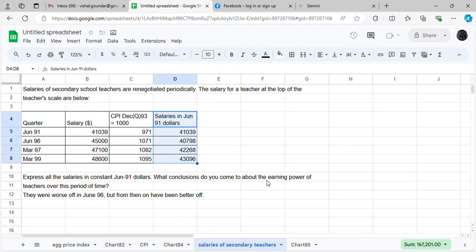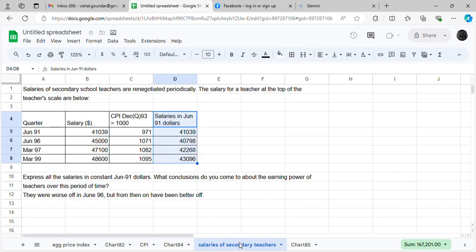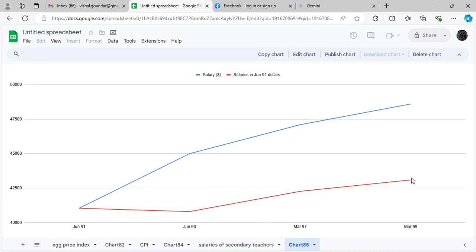What conclusions do you come to about the earning power of teachers over this period of time? They were worse off in June 96. So in June 96, the salary in June $91 was the lowest. But from then on they have been better off. The salaries have been increasing from then on.